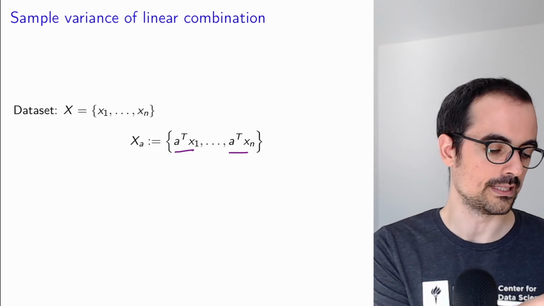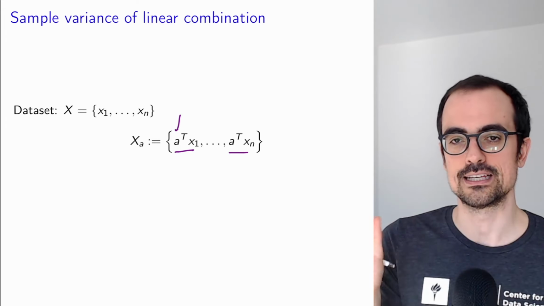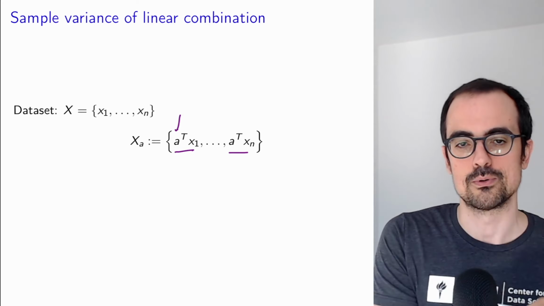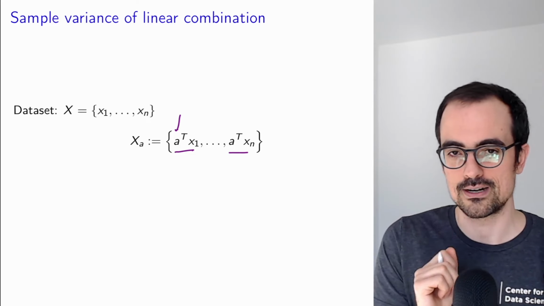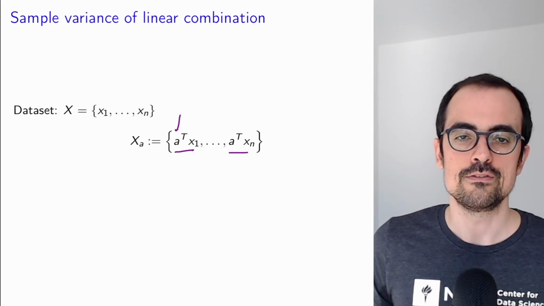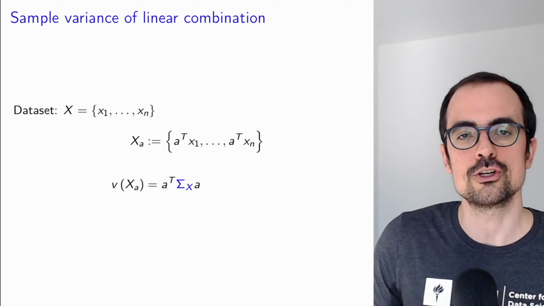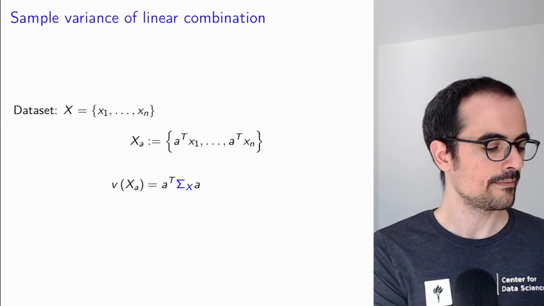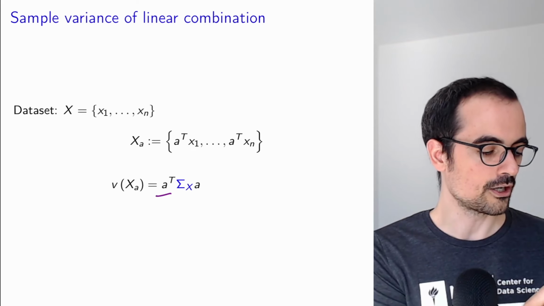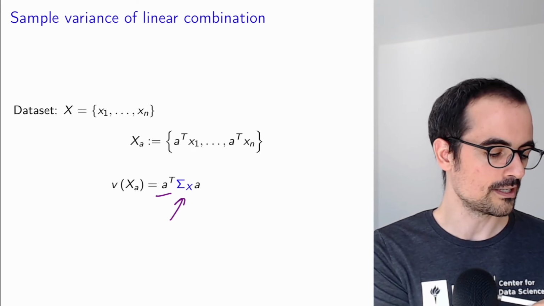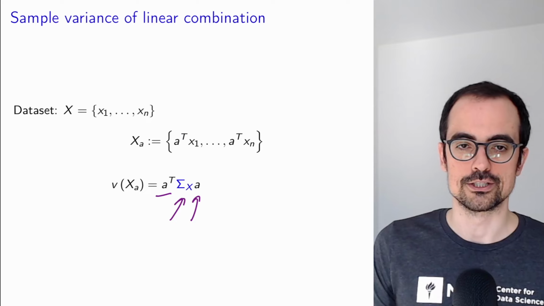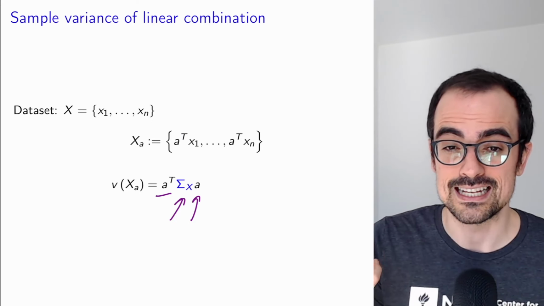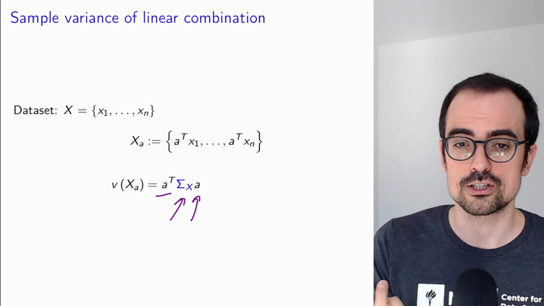So see that the linear combination has to be the same for each data point. So for example, we sum all the data points, or we sum all the data points except the last one and we subtract the last one. Whatever linear combination you can imagine. If you want the sample variance of that linear combination, you can obtain it by just taking the coefficients of the linear combination, multiplying them by the sample covariance matrix, and then multiplying them again by the coefficients. So the sample covariance matrix actually has a lot of information about the structure of this data set.